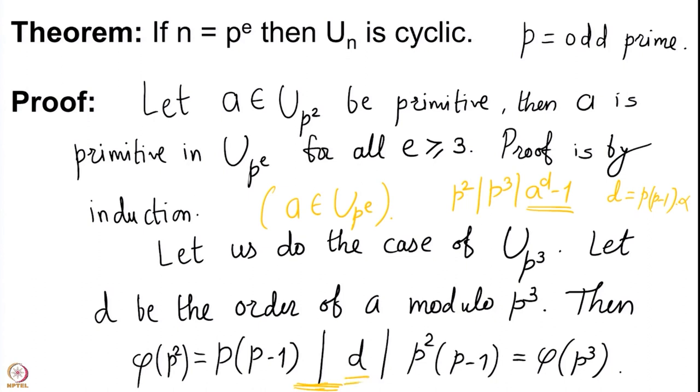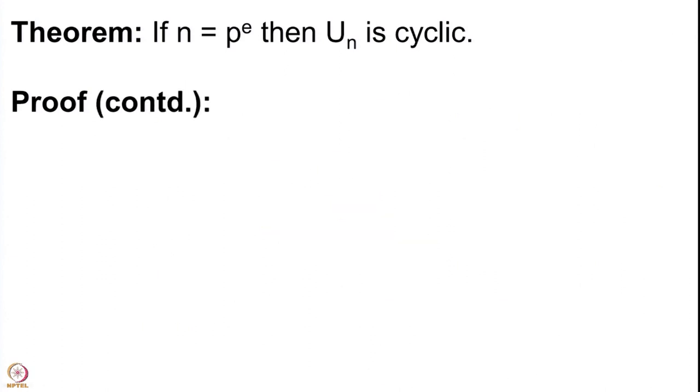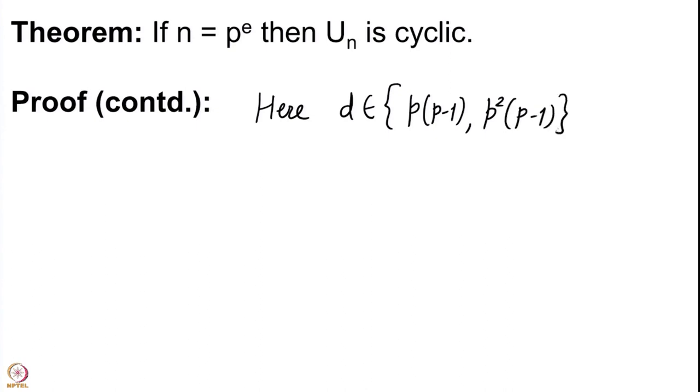So, now d can be equal to this quantity or it can be equal to this. There are only two possibilities for d, once again, as we have noticed before in the case of U p square. So, here d will belong to the set p into p minus 1 and p square into p minus 1. We want to show that d cannot be this. This is the case that we want to remove.